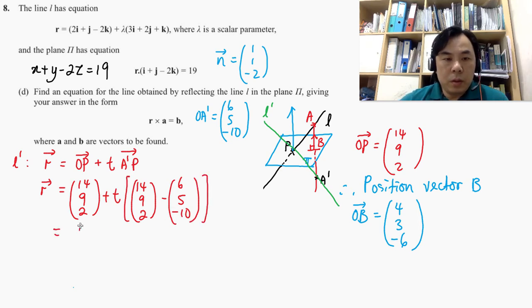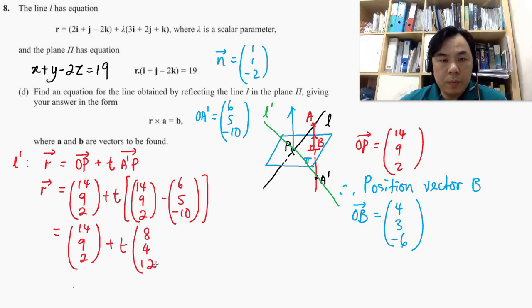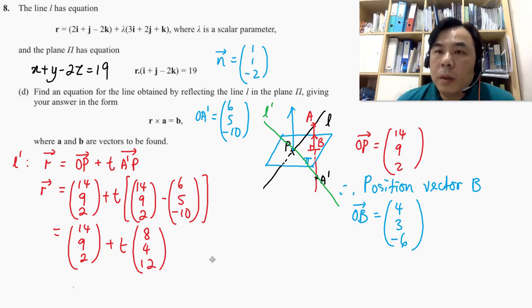Okay, so here I will have, right, let me see what do I have here. We have 8, 4, and then 12. 8, 4 and 12. Yep, correct. Right. So that will be the line equation for L prime. Okay. And then we are almost done.